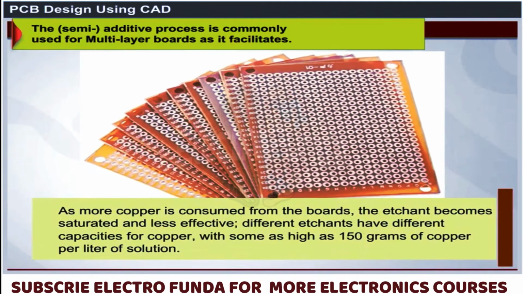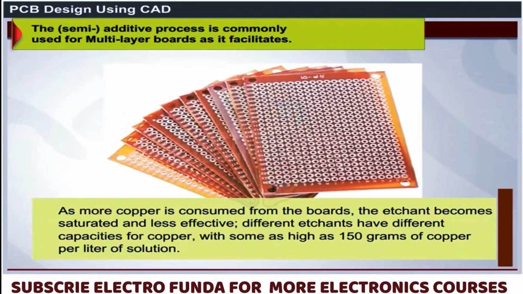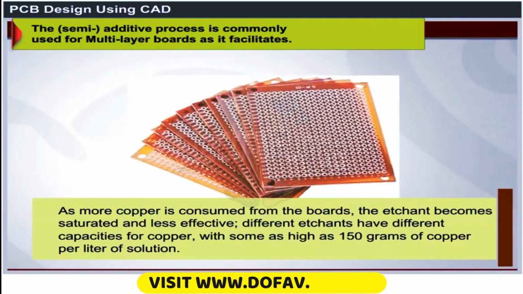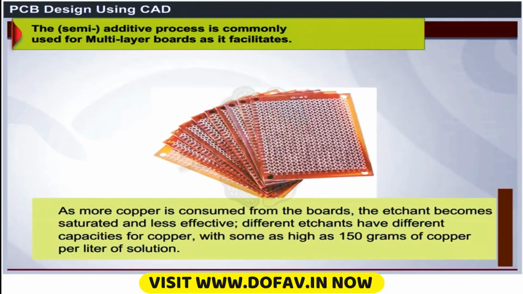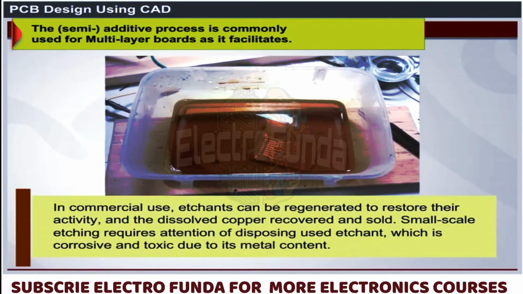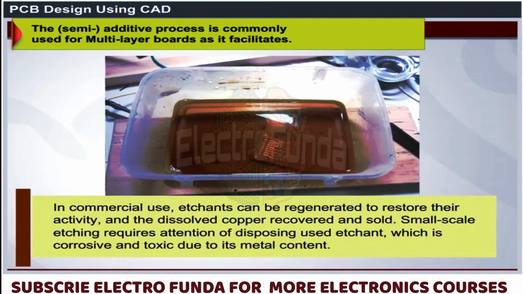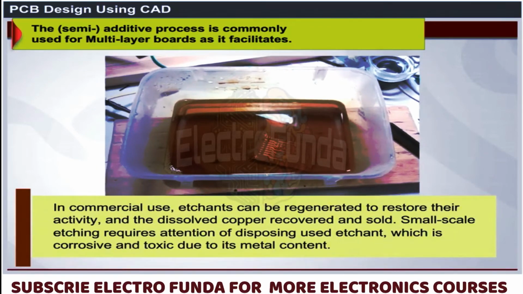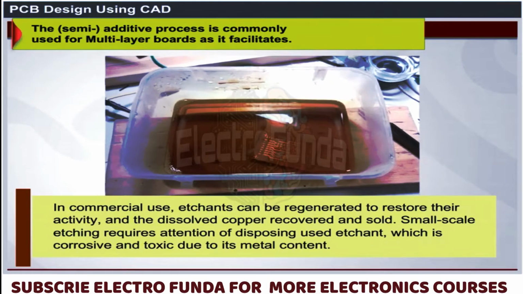As more copper is consumed from the boards, the etchant becomes saturated and less effective. Different etchants have different capacities for copper, with some as high as 150 grams of copper per liter of solution. In commercial use, etchants can be regenerated to restore their activity, and the dissolved copper recovered and sold. Small-scale etching requires attention to disposal of used etchant, which is corrosive and toxic due to its metal content.